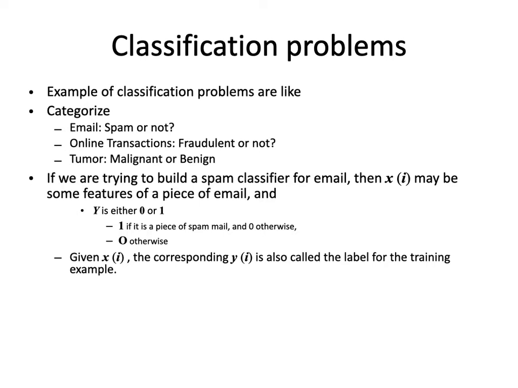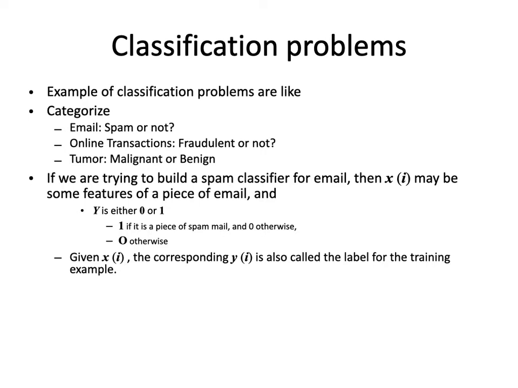So let's take the dependent variable or the output in this problem as y. For now, we'll focus only on the binary classification problem in which y can take only two values, 0 or 1. For instance, if we are trying to build a spam classifier for email, then xi may be some features of the piece of email and y may be 1 if it is a piece of spam mail and 0 otherwise. So given xi, the corresponding yi is also called the label for the training example.